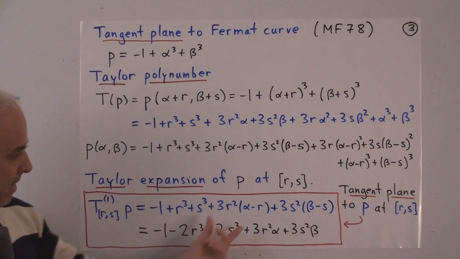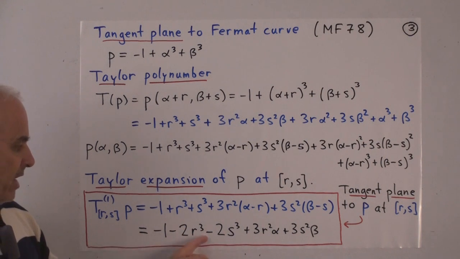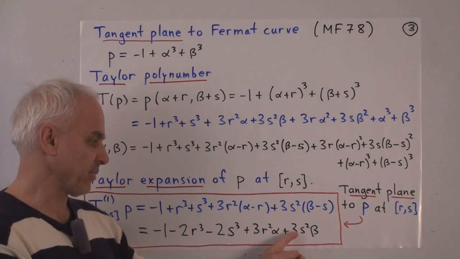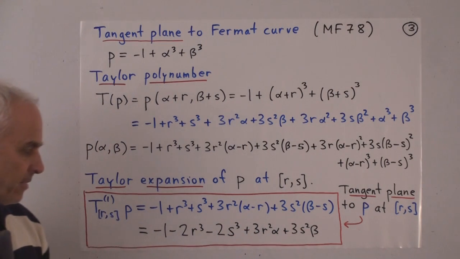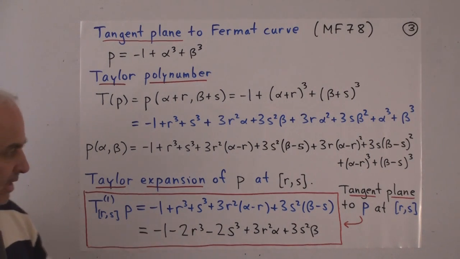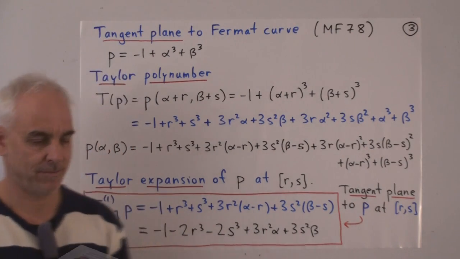We can simplify that by expanding these things out and combining here, and we get minus 1 minus 2r cubed minus 2s cubed, the constant term, plus 3r squared alpha plus 3s squared beta. That's the first tangent to p at the point (r, s). And we'll interpret that as the tangent plane to p at the point (r, s).